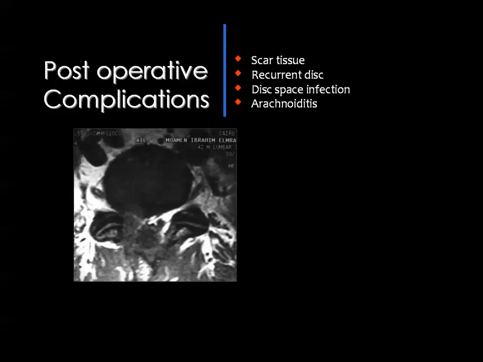Then what are the expected post-operative complications? These are, number one, post-operative scar tissue formation, recurrent disc, space infection, and arachnoiditis. And MRI is better than CT scan in evaluation of post-operative complications. So if anyone is going to have surgery on the spine, he should have a preoperative MRI in order to have a baseline for comparison after surgery.